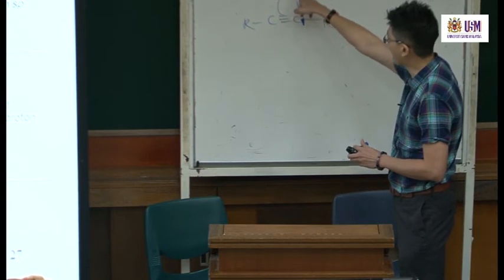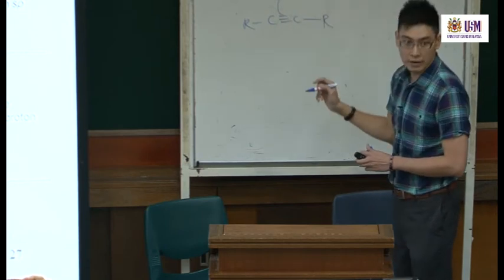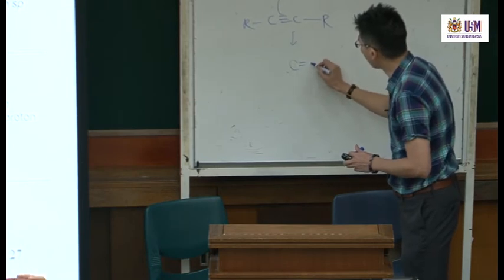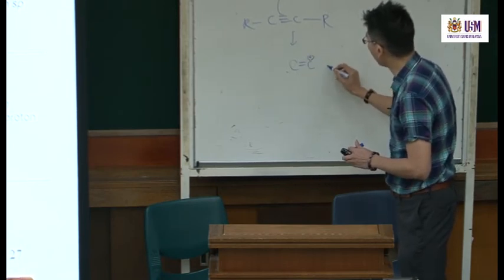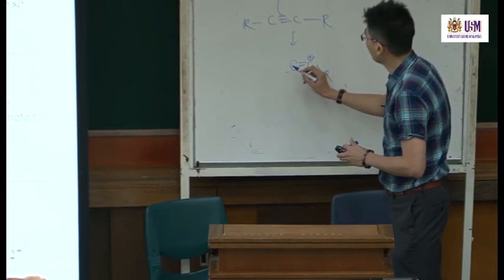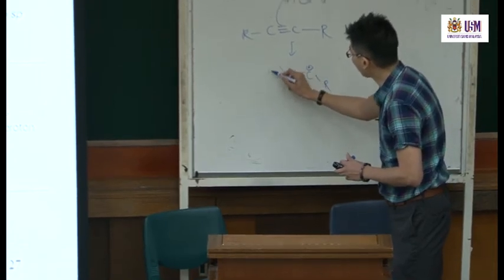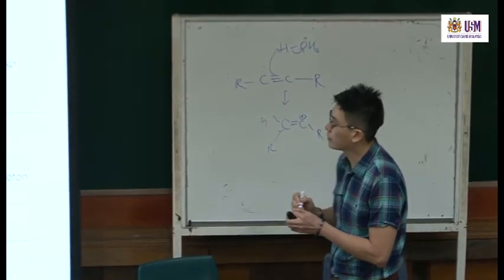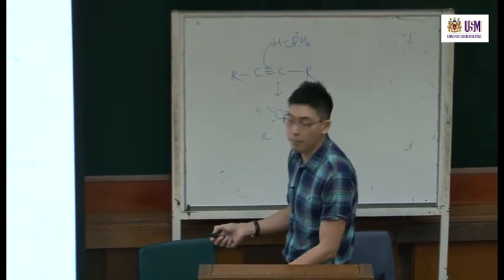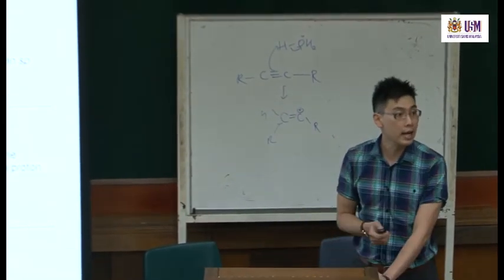Because this involves breaking of a bond, then it forms a carbocation, a vinyl carbocation, C double bond C with a positive charge here. Okay, it depends how you want to draw it. R and H, R. Okay? So something like this. Now, the vinyl carbocation. The next step is the attack of the electrophile.